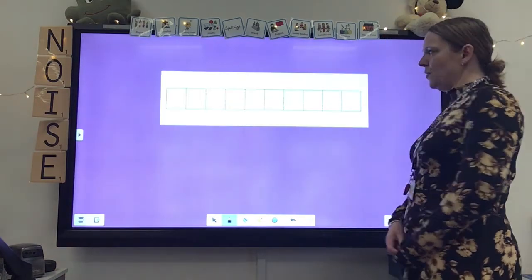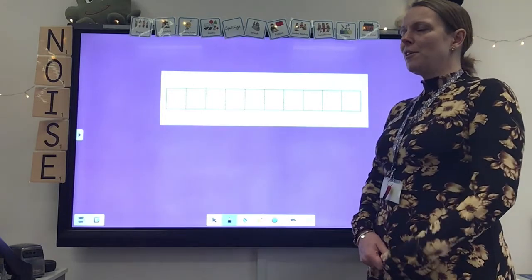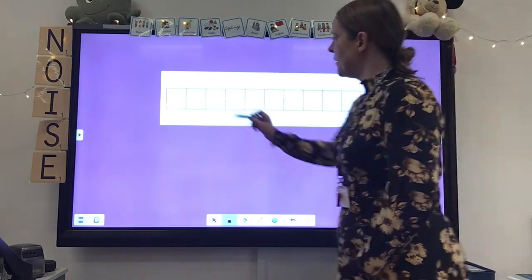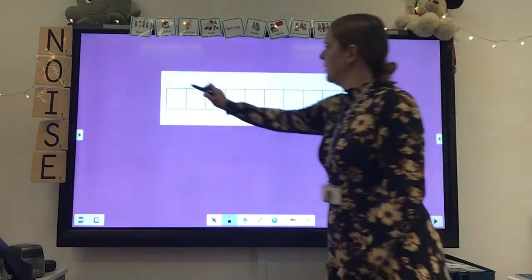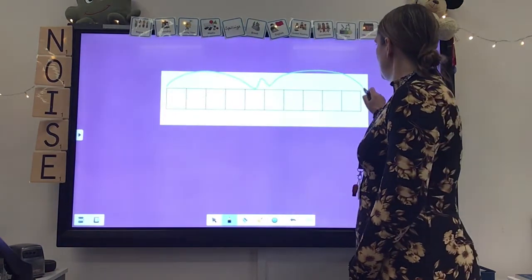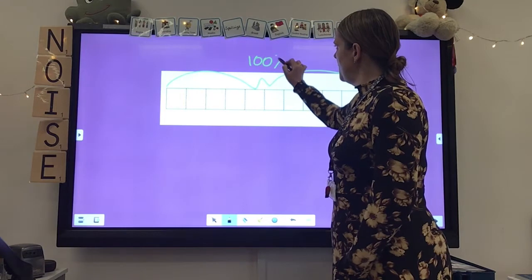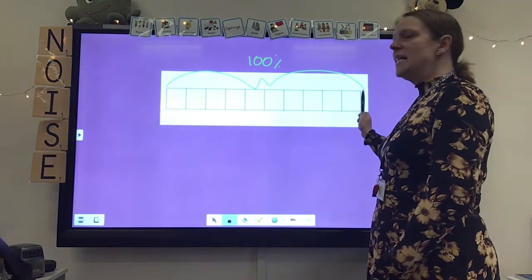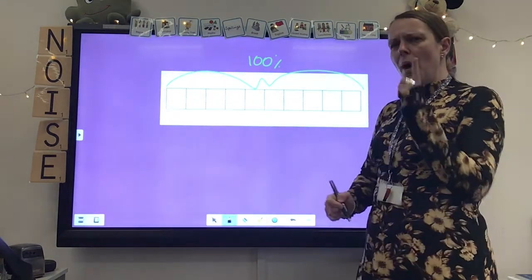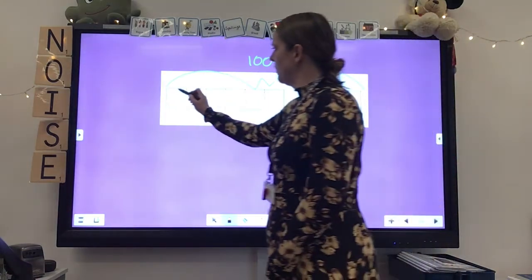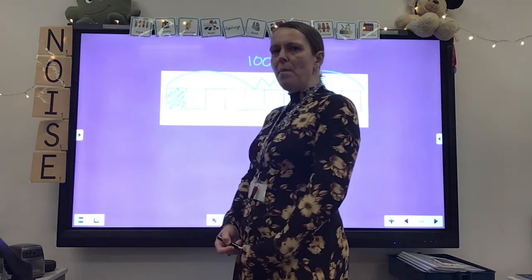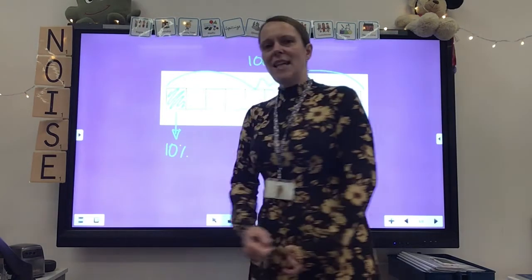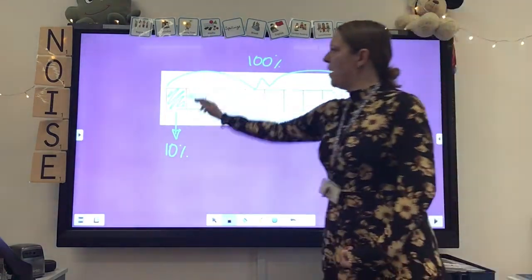Okay, moving on to the next one. Now, bar model. Bar models are brilliant for percentage. If this is my 100%, so all of this is 100%, and this has been divided into how many equal parts? 1, 2, 3, 4, 5, 6, 7, 8, 9, 10 equal parts. What would one part be worth? It would be worth 10%, because there's 10 tens in 100. So if all of that is 100%, one part will be 10%.